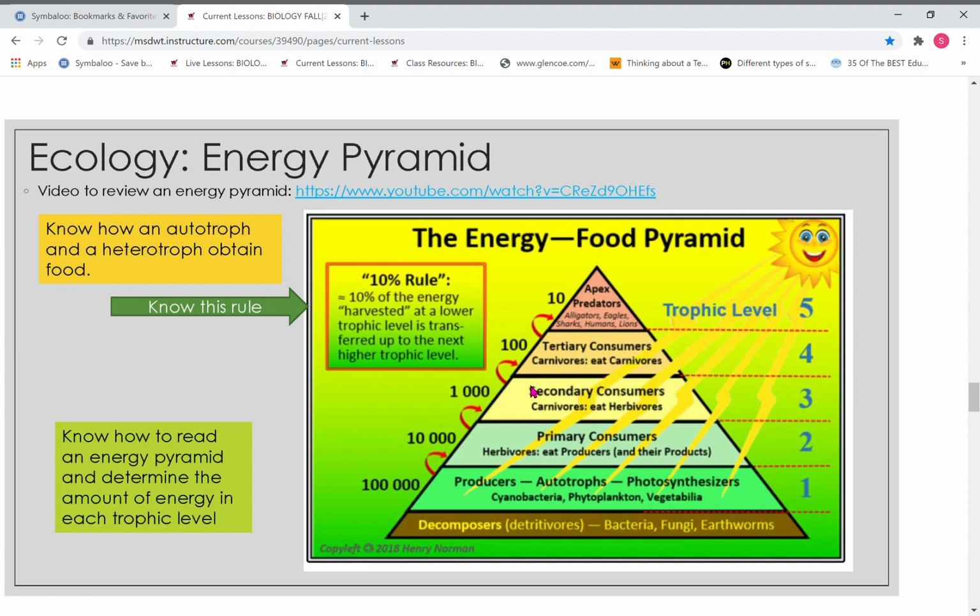And then if the secondary consumers eat the primary consumers, 10% is lost again, which gives the secondary consumers 1,000 kilocalories. Same thing here, tertiary consuming the secondary, 10% is lost, leaving 100 kilocalories for the tertiary. If the apex predators or quaternary consume the tertiary, then they lose 10% and have only 10 kilocalories.